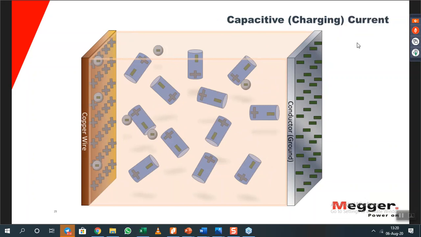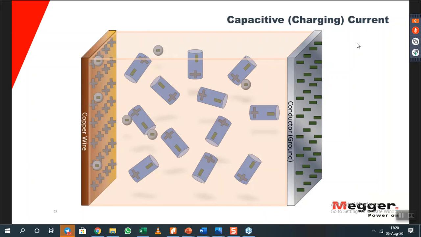And when that happens, we call it capacitive charging current because those electrons are moving. When we define current, that is a moving electron. So when it moves towards the positive side, that's the time when we have this capacitive charging current. And again, it happens in the first few seconds of the test, of course, within a minute, for example.